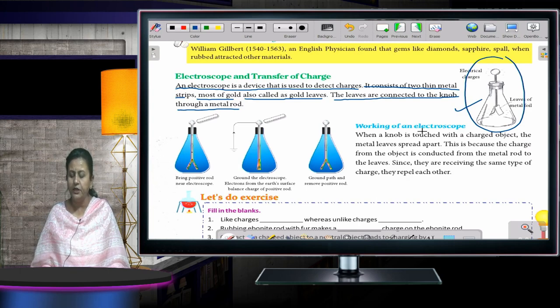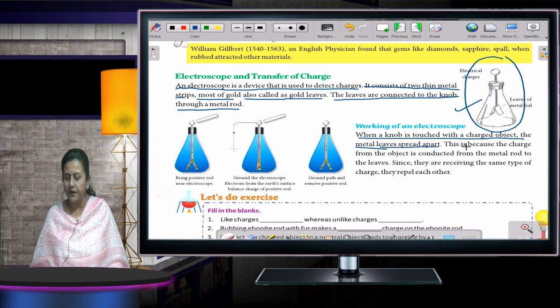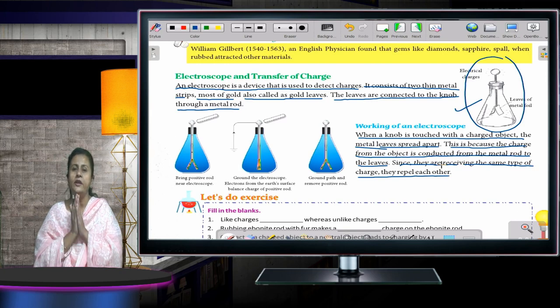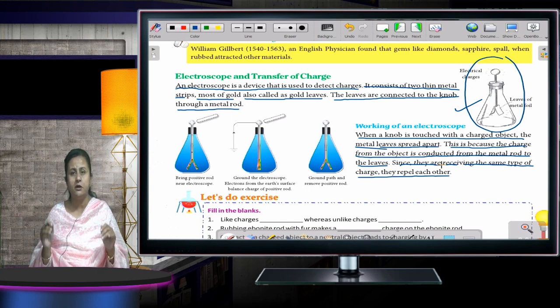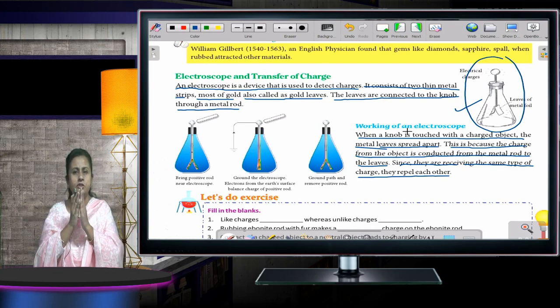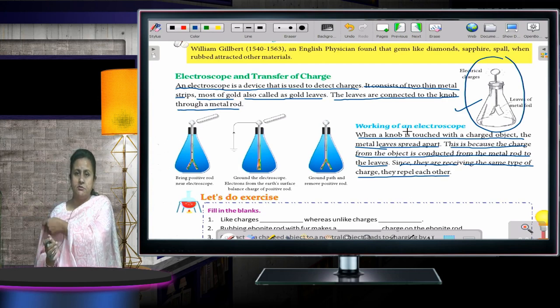Now, working of an electroscope. When the knob is touched with a charged object, the metal leaves spread apart. This is because the charge from the object is conducted from the metal rod to the leaves. Since they are receiving the same type of charges, they repel each other. As I told you, whenever the charges are the same, what will happen? It will repel. So when the knob was touched, the leaves got repelled. Why? Because the same charges were there. And in case the leaves join together, then that means the charges are of opposite sides.